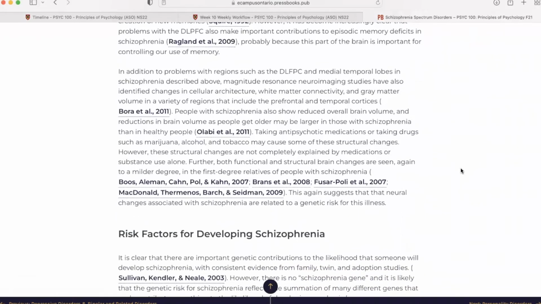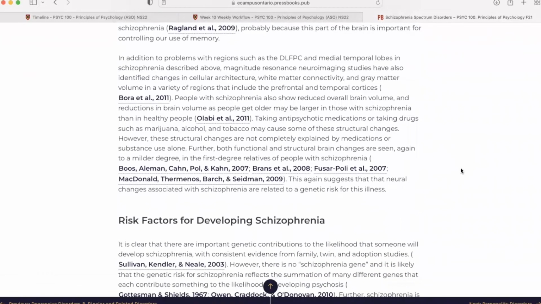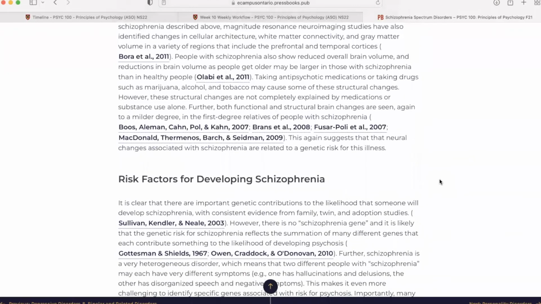In addition to problems with regions such as the DLPFC and medial temporal lobes in schizophrenia described above, magnetic resonance neuroimaging studies have also identified changes in cellular architecture, white matter connectivity, and gray matter volume in a variety of regions that include the prefrontal and temporal cortices. People with schizophrenia also show reduced overall brain volume, and reductions in brain volume as people get older may be larger in those with schizophrenia than in healthy people.